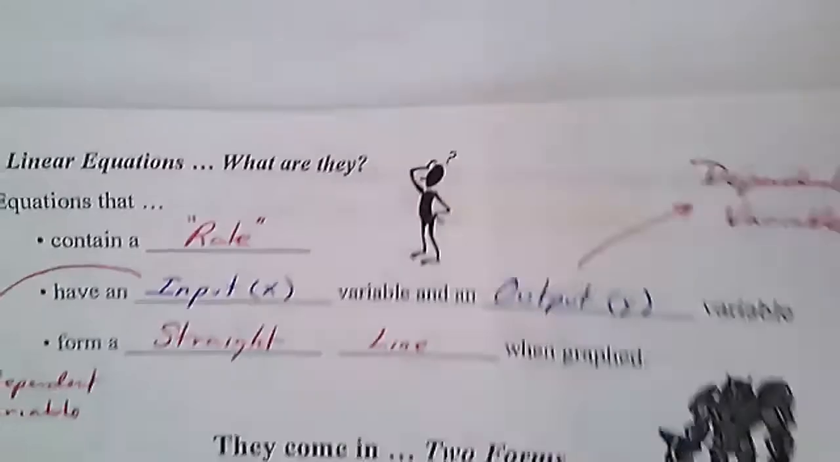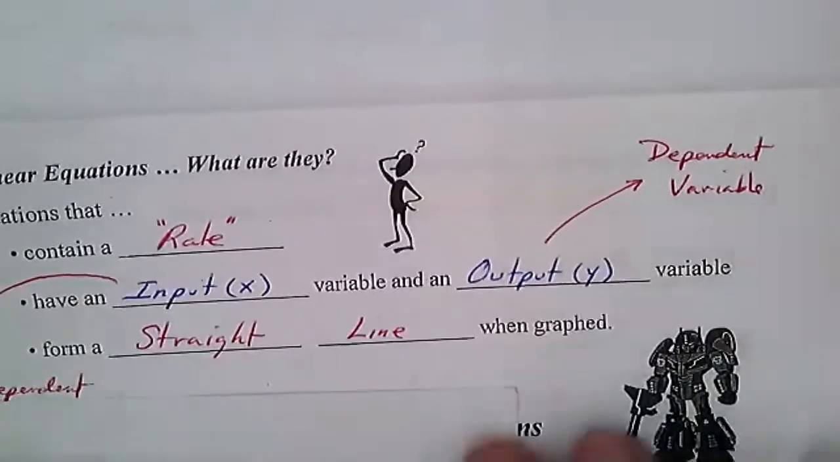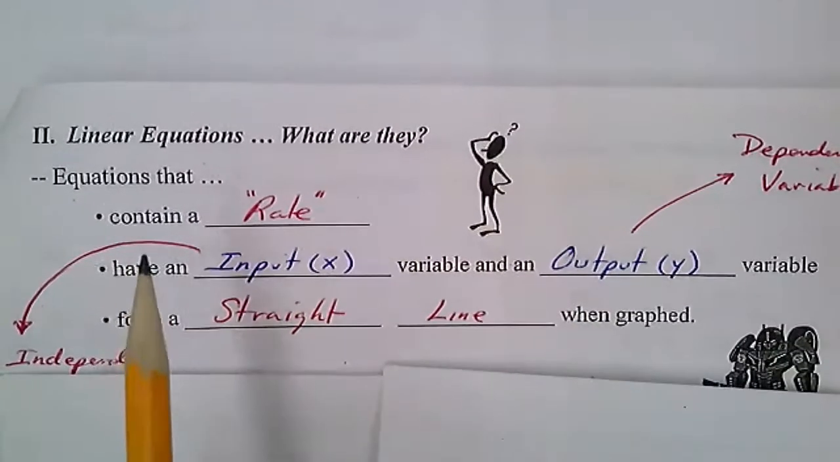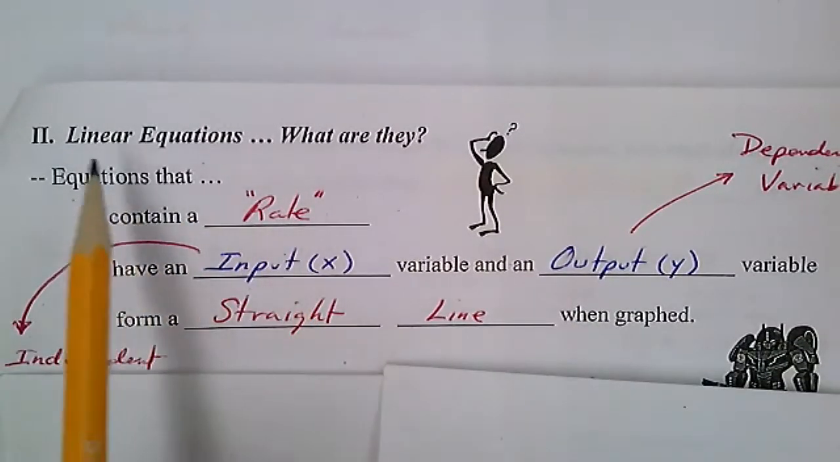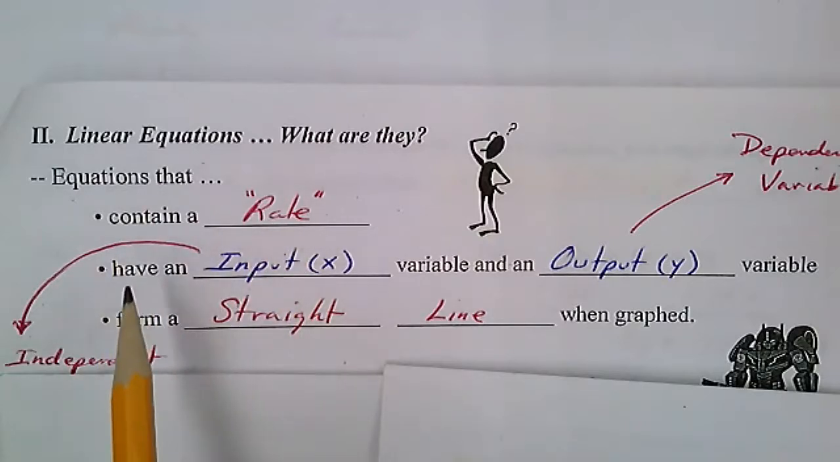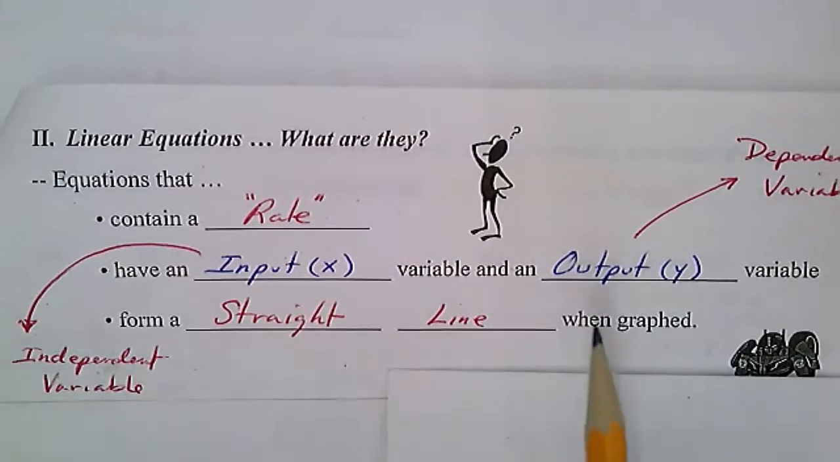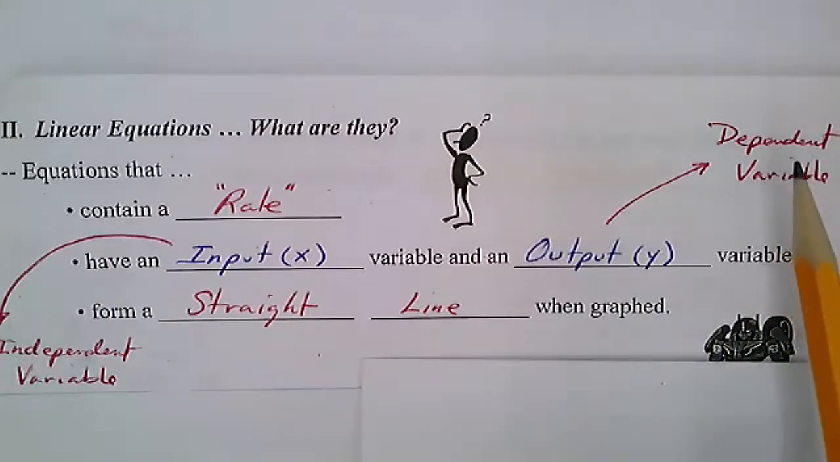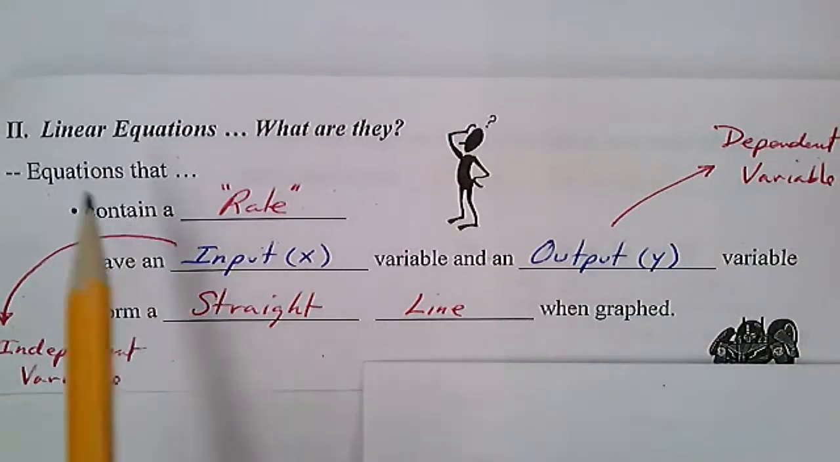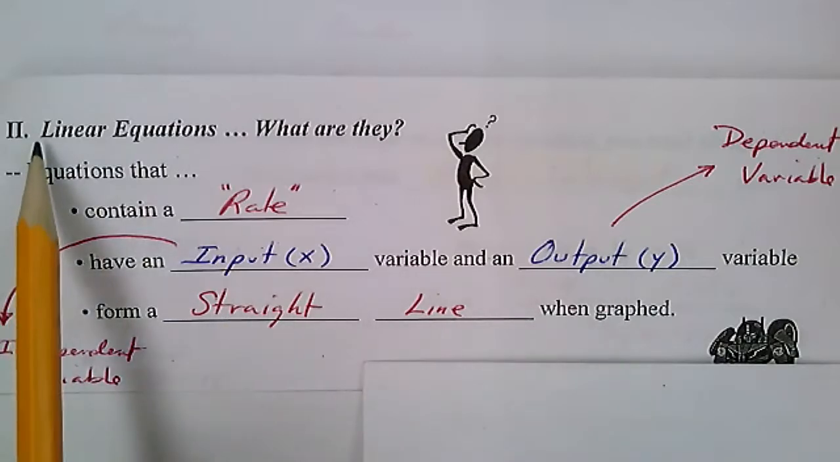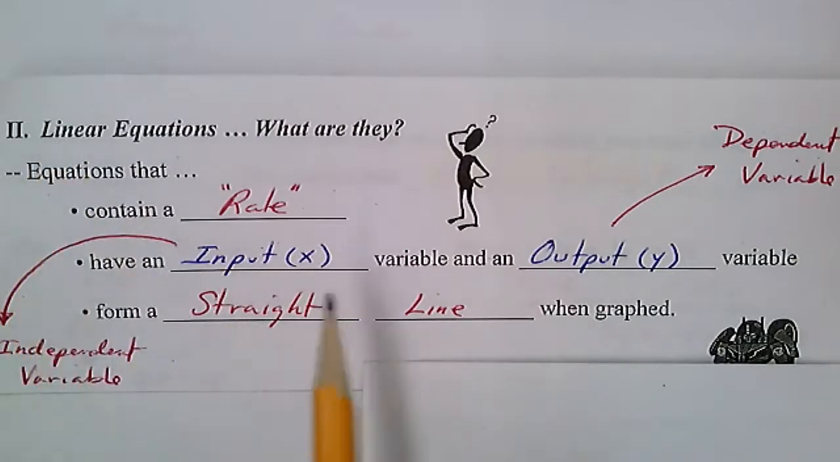And where we left off is talking about linear equations. Just a quick review. So what are they? Equations that contain a rate. So a linear equation contains a rate. It's got an input variable. We call that the independent variable. And it also has an output variable. Usually that's the y variable, and we call that the dependent variable. And then when we graph a linear equation, it forms a straight line, right? So it forms a straight line, and we've got the word line here in linear, okay? So it forms a straight line.